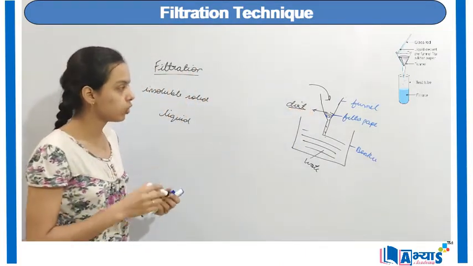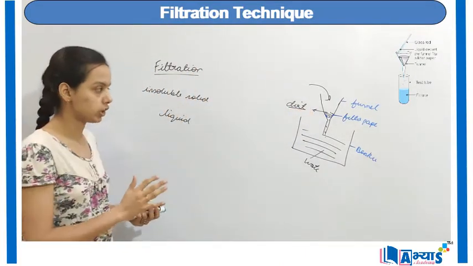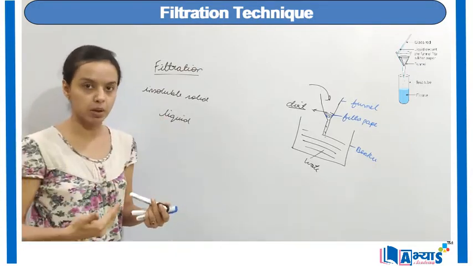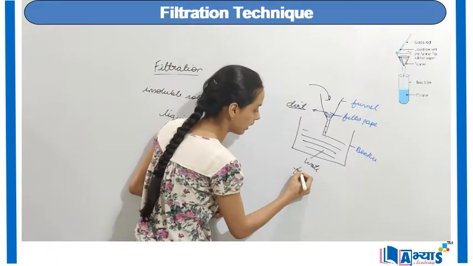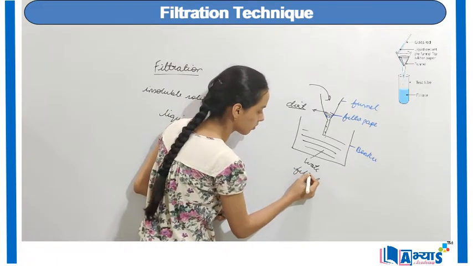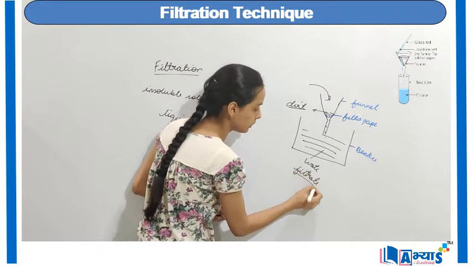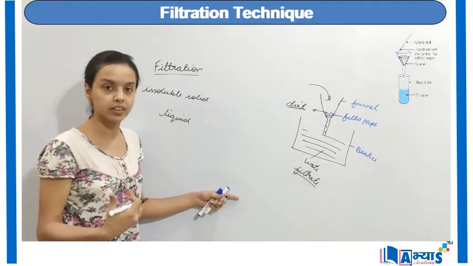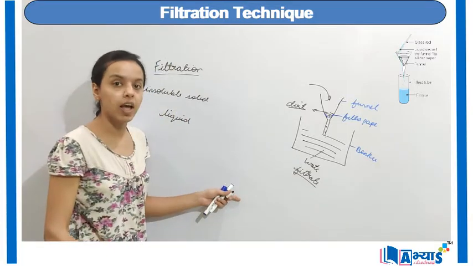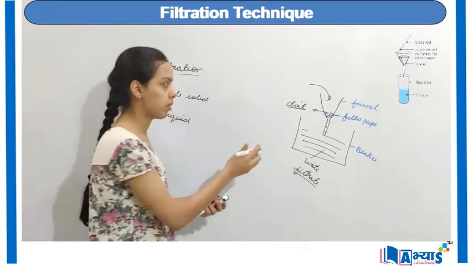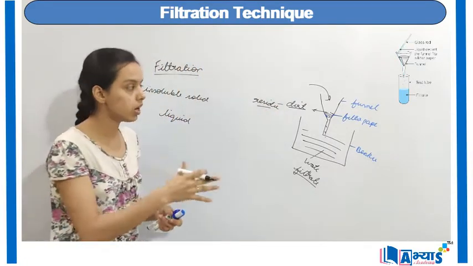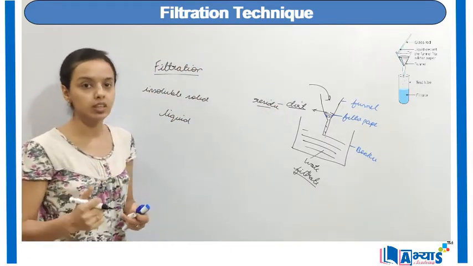So whenever you are explaining the process of filtration, the substance which comes at the bottom, which passes through the filter paper, is known as the filtrate. The substance which can pass through the filter paper and come at the bottom of the container is known as the filtrate, and what remains at the top of the filter paper is known as the residue. Like in this case, dirt is the residue and water is the filtrate.